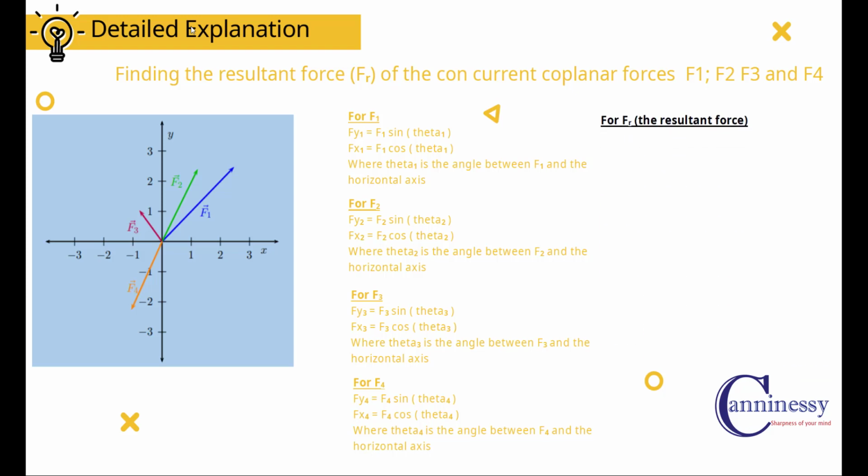Then, finally, for the resultant force, you use the Pythagoras theorem that states that the resultant force squared is equal to the resultant force of vertical components squared plus the resultant force of horizontal components squared, where the resultant force of all the vertical component forces is Fy1 plus Fy2 plus Fy3 plus Fy4, and the resultant force for all the horizontal components is Fx1 plus Fx2 plus Fx3 plus Fx4.